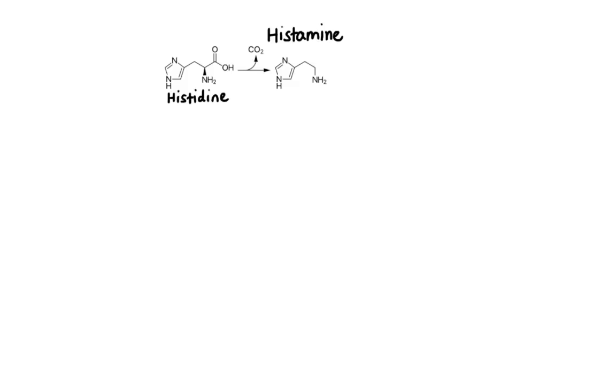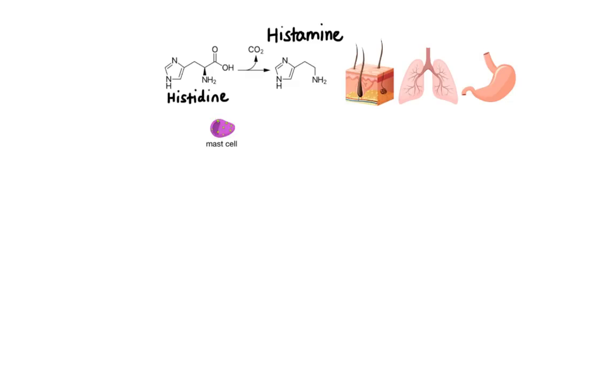It is widely distributed throughout all tissues, but is particularly concentrated in the skin, lungs, and gastrointestinal tract. Most of histamine is generated and stored within granules in mast cells located within tissues, basophils and eosinophils circulating in the blood, and enterochromaffin-like cells located in the stomach lining.